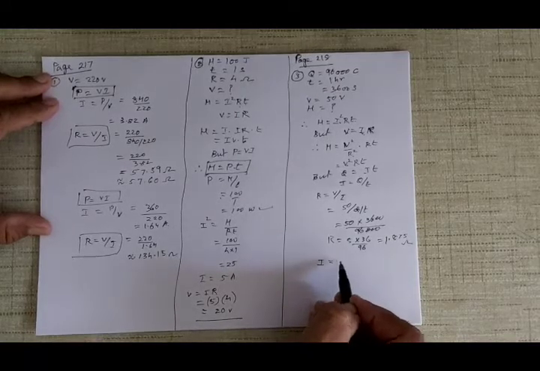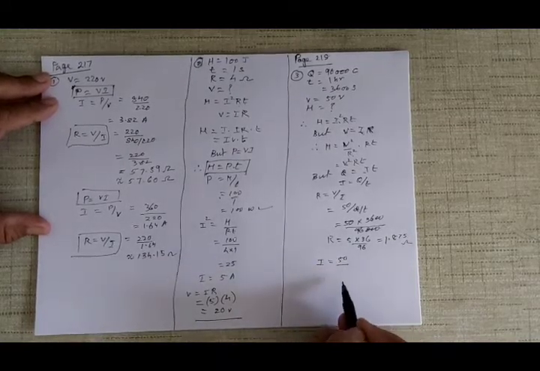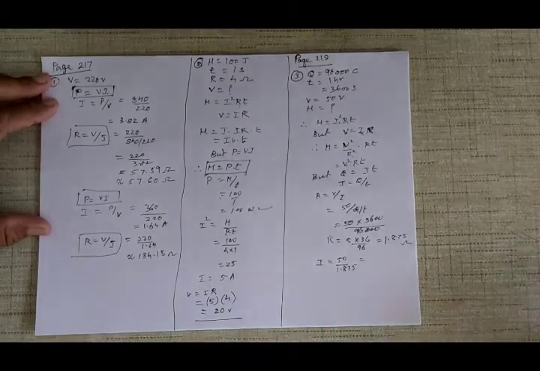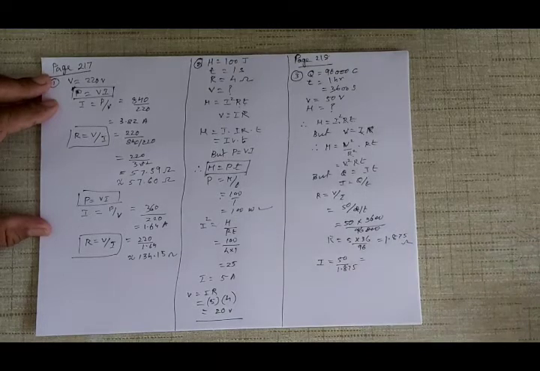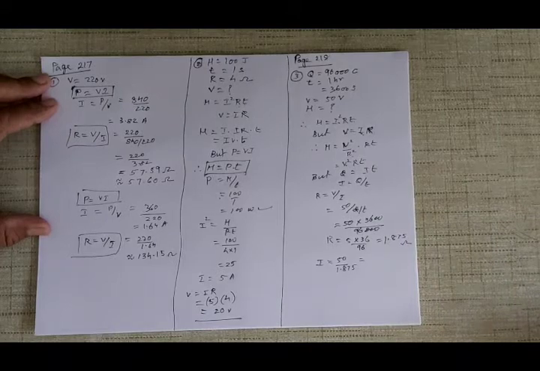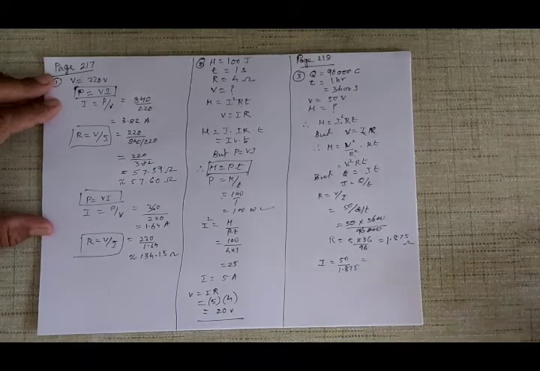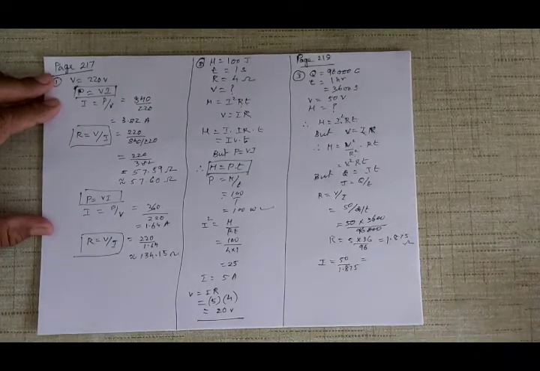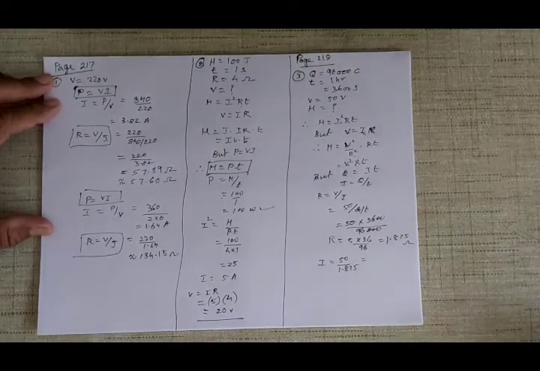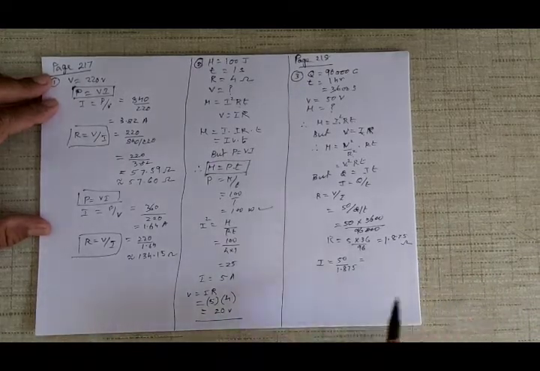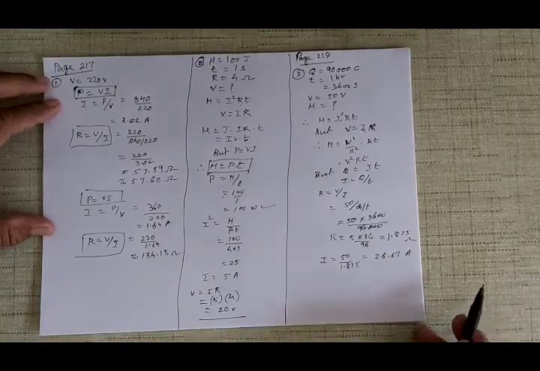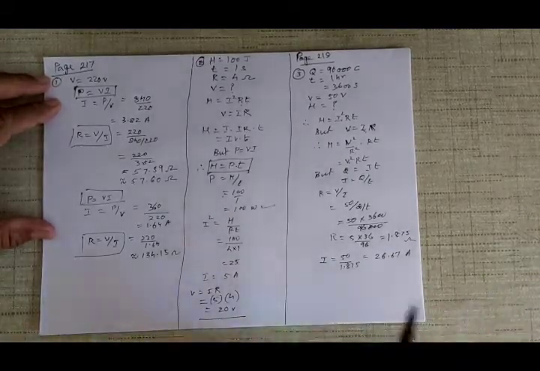I is equal to V upon R. R is equal to 1.875. So once again 50 divided by 1.875 is equal to 26.67 amperes. This is approximate, because it goes on and on. Now we got your current.